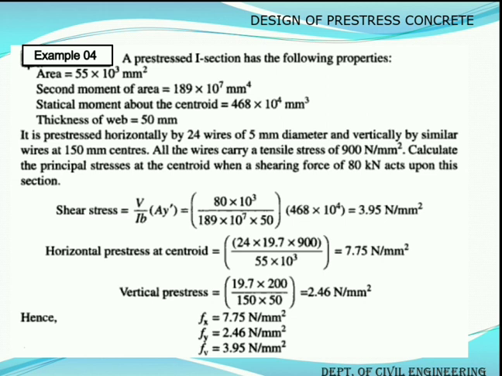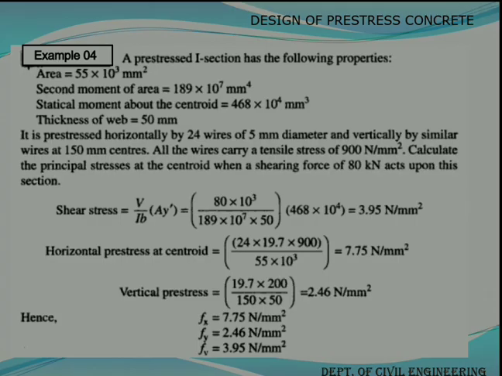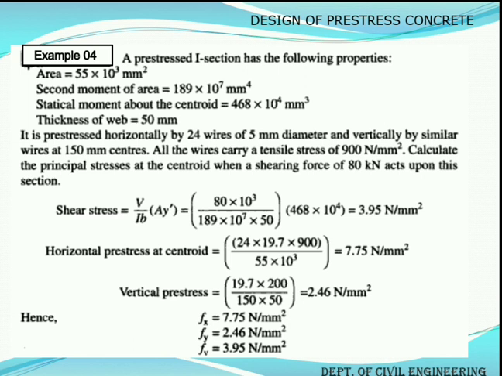B, which is the width, is 50, and we have the static moment about the centroid as 468 into 10 raised to 4. So going ahead with the calculations, we obtain a shear stress of 3.95 Newton per mm square. Substituting B as 50, which is the thickness of the web, we get the shear stress as 3.95 Newton per mm square.